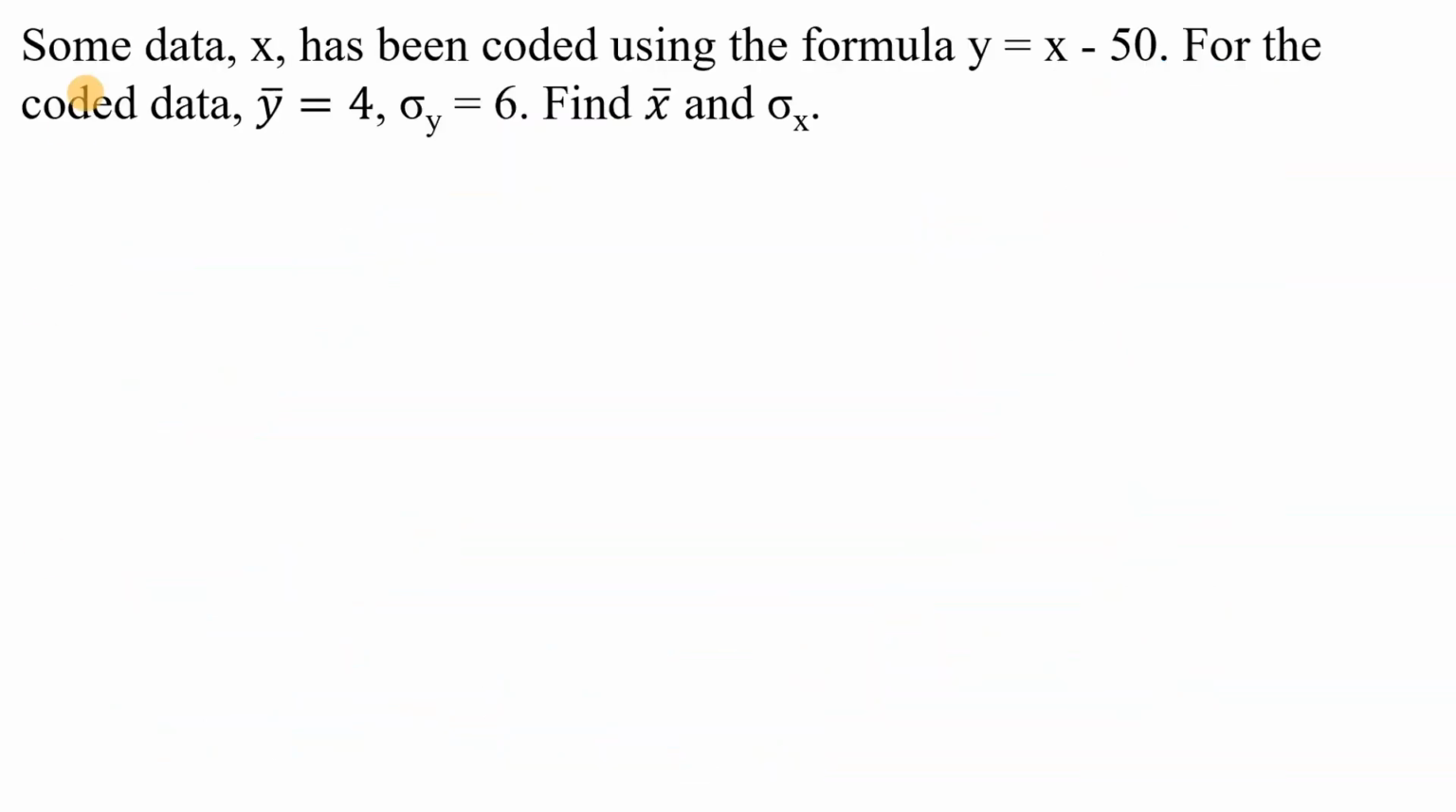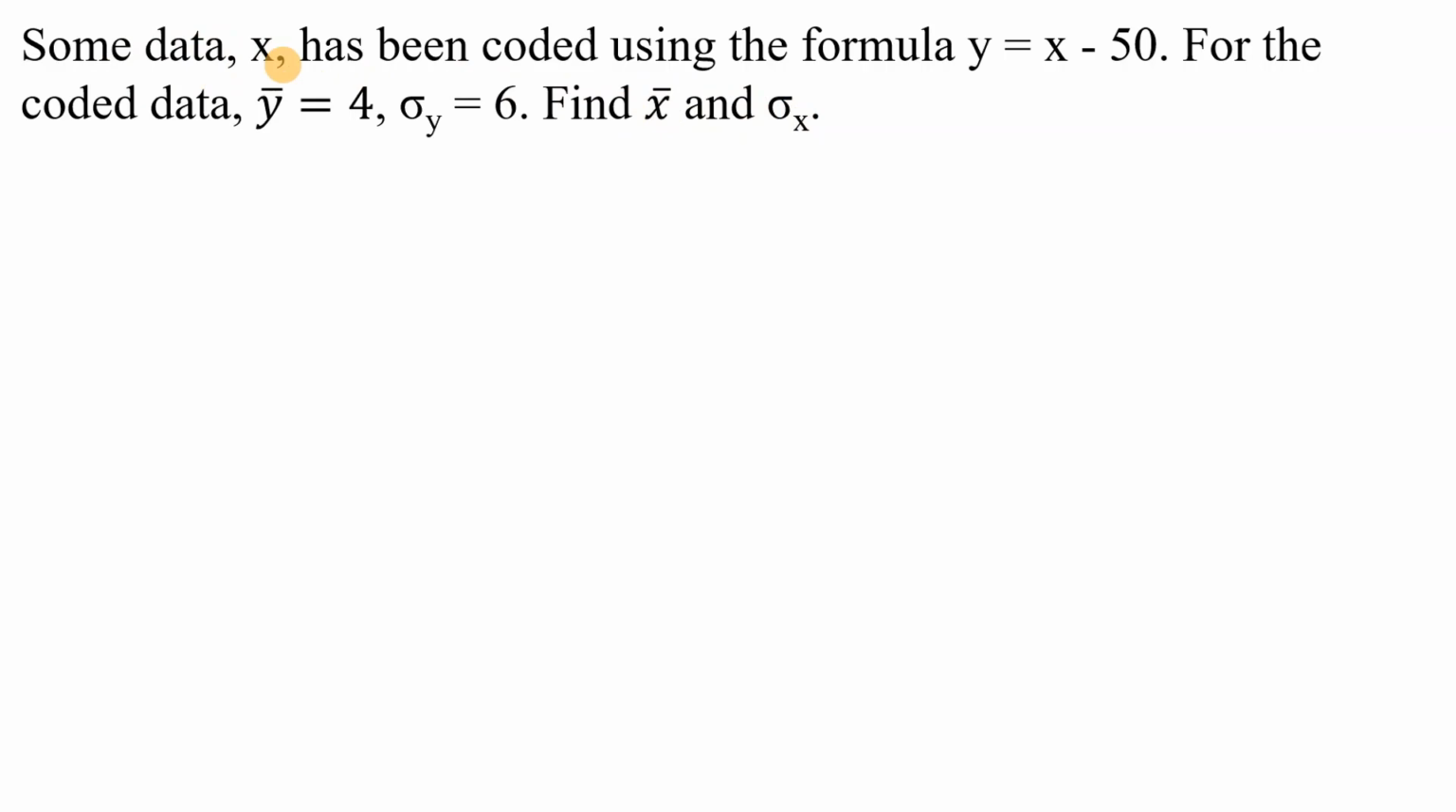Okay, so here's another example where we're told some data x has been coded using the formula y is equal to x minus 50, and for the coded data the mean is 4 and the standard deviation is 6, and we need to find the mean and the standard deviation for x, which is the original data.